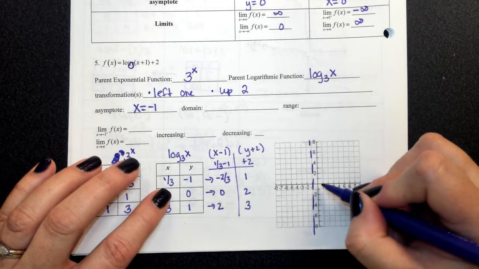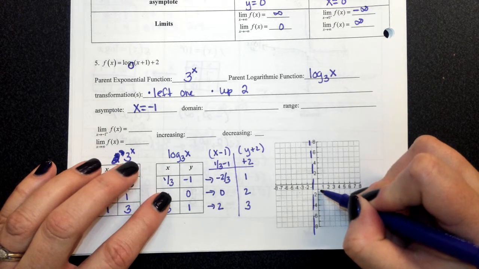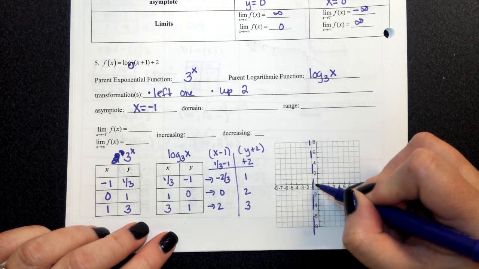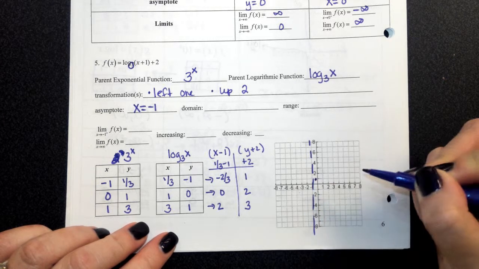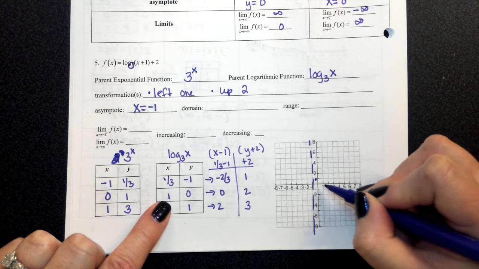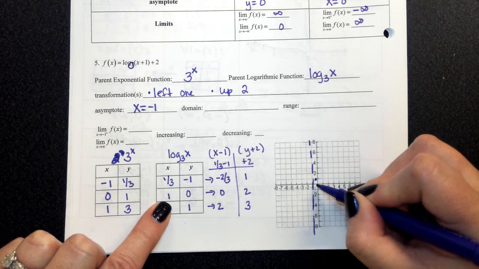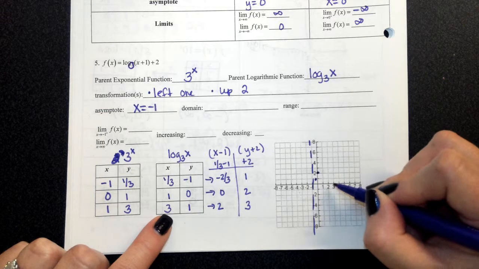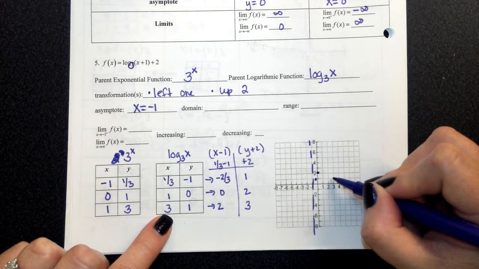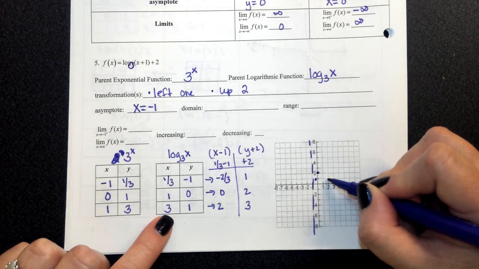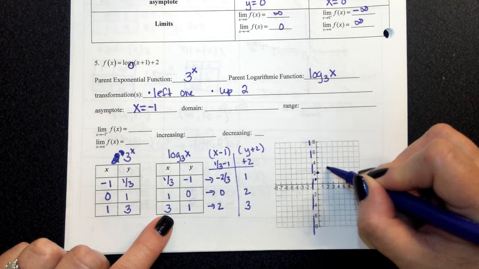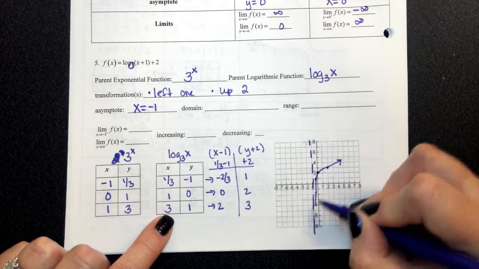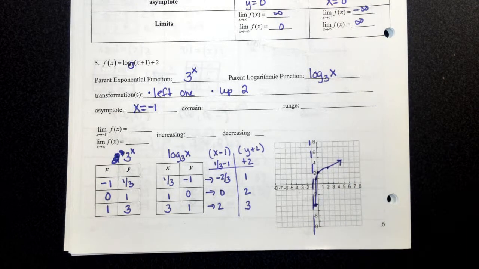So again, I have 1/3, -1 that I'm going to shift to the left 1 and then go up 2, which puts me at -2/3, 1. I have the point at 1, 0 that I shift to the left 1 and then go up 2, so that puts me at 0, 2. 3, 1, when I shift to the left 1 and then go up 2, is going to put me at 2, 3. So there's the graph of that particular log.